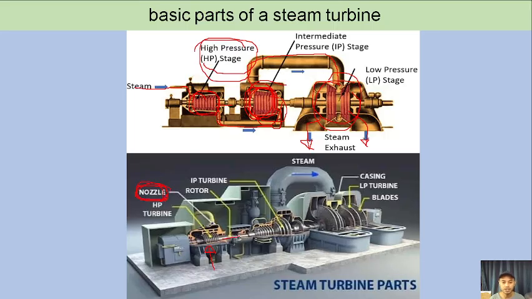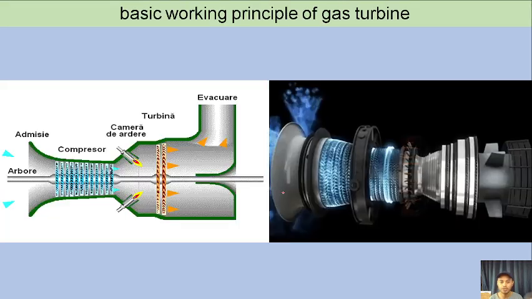And then the rotor is here, so the rotor is the one rotating. So there are nozzles and blades in our turbine. So nozzles and blades are used to create rotation on our rotor. So those are the parts.